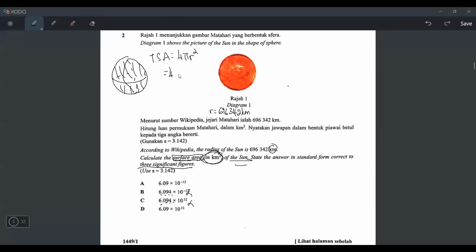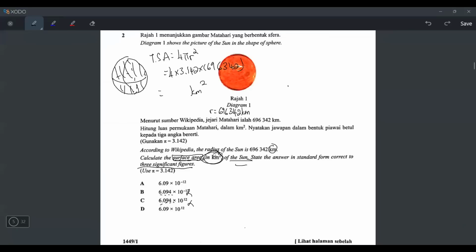So the formula will be 4 times pi. Pi, they already say use 3.142. And then r squared, the radius we already know is 696,342. I don't have to convert into any other units because this one is in kilometer. So automatically, when it comes out, it will be kilometer square, which is what they want.